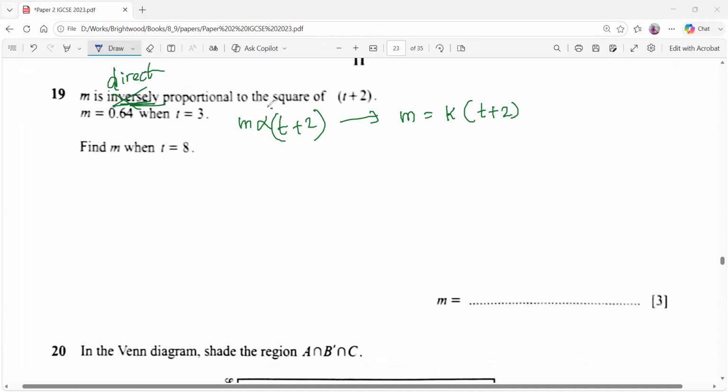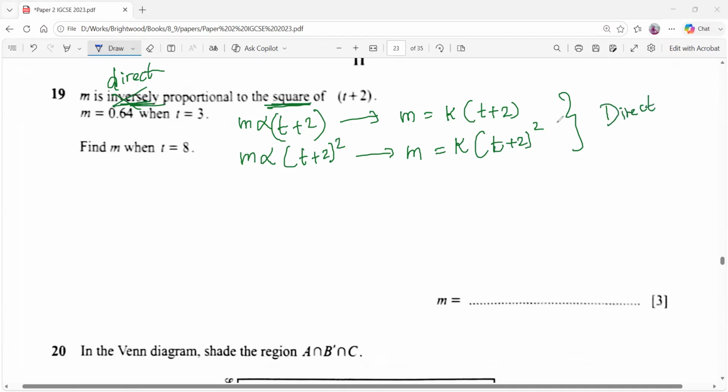But here the square is also given. If m is directly proportional to t plus 2 squared, it should be m equals k times t plus 2 squared. Is that clear? That is for direct proportion. But here it is not direct proportion; it is going with inverse proportion.